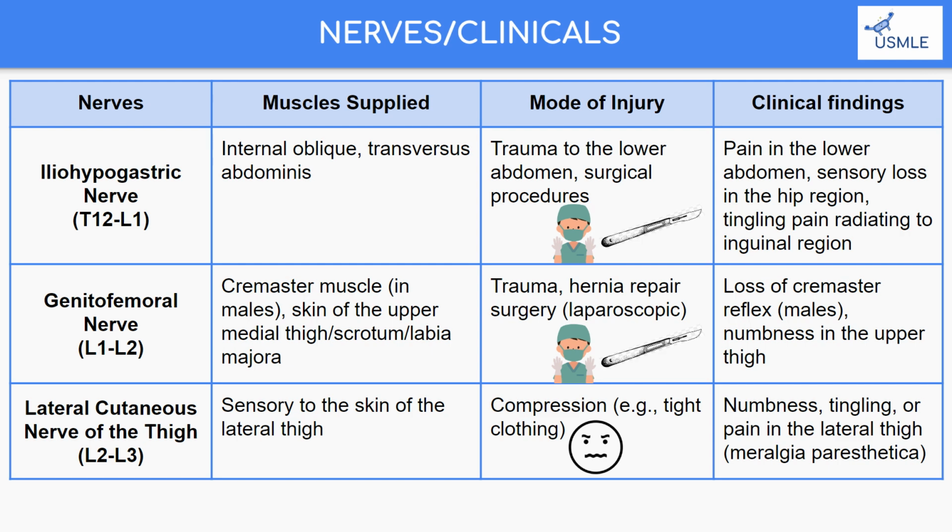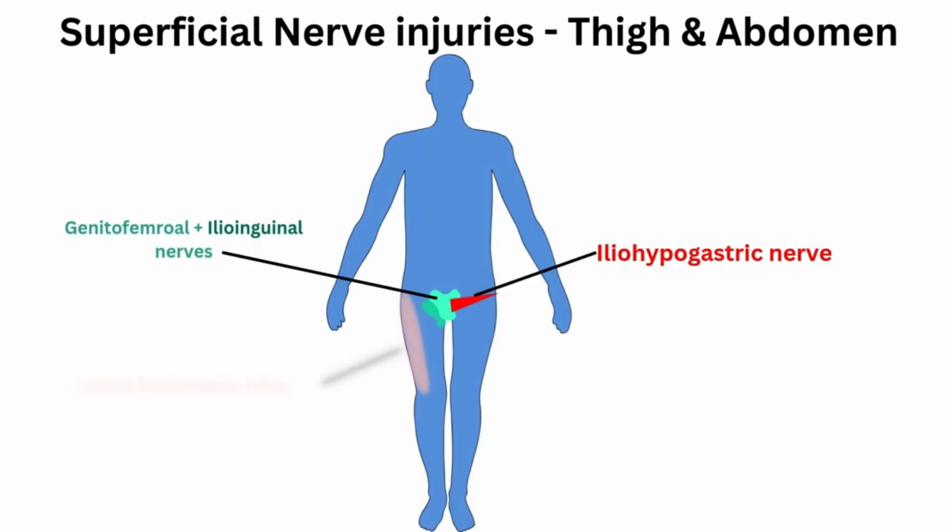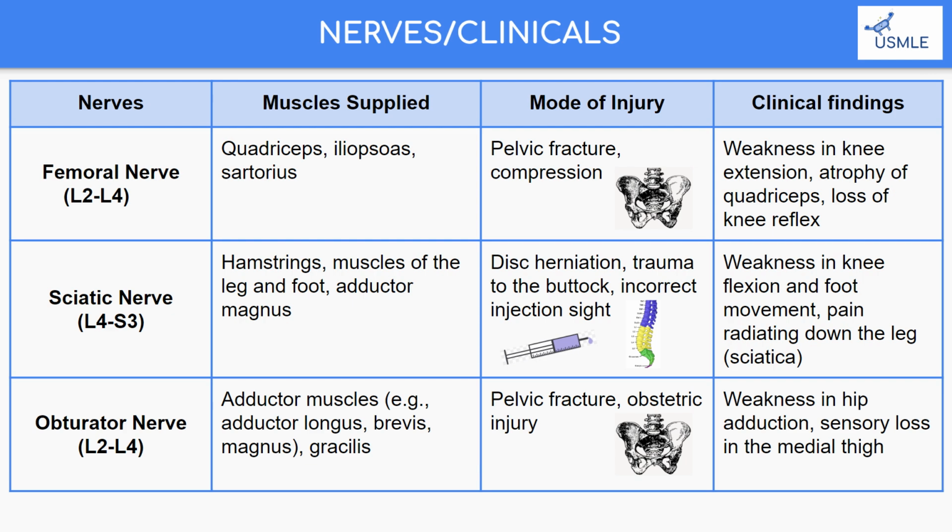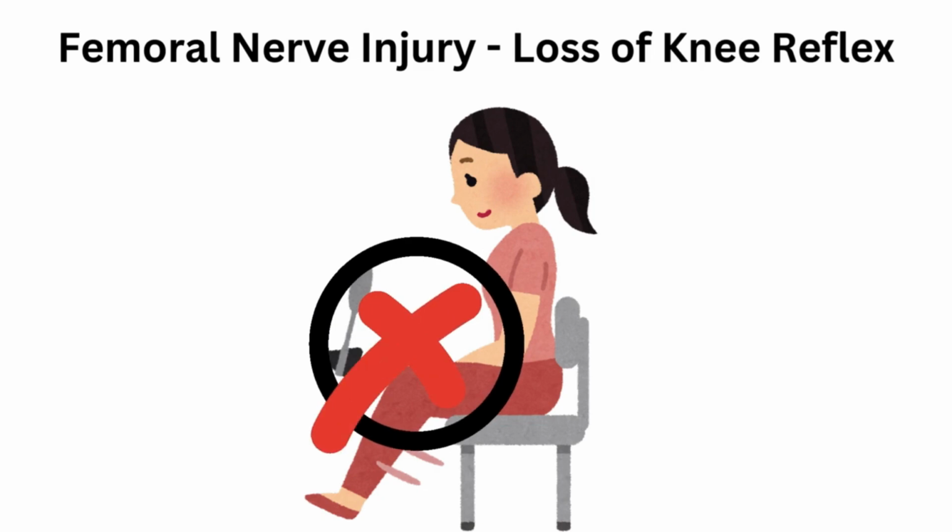An injury to the genitofemoral and the ilioinguinal nerve usually takes place during herniorrhaphy, and an injury to the lateral cutaneous nerve of thigh is usually due to tight clothing or compression. Notice the term myalgia paresthetica as well. Here are some of the regions which are involved in sensory loss and affected by the respective nerves being injured. Next, we have the femoral nerve, the sciatic nerve, and the obturator nerve. Each of these has a unique mode of injury. Go over this table along with the respective clinical findings carefully. There is a loss of knee reflex in femoral nerve injury.